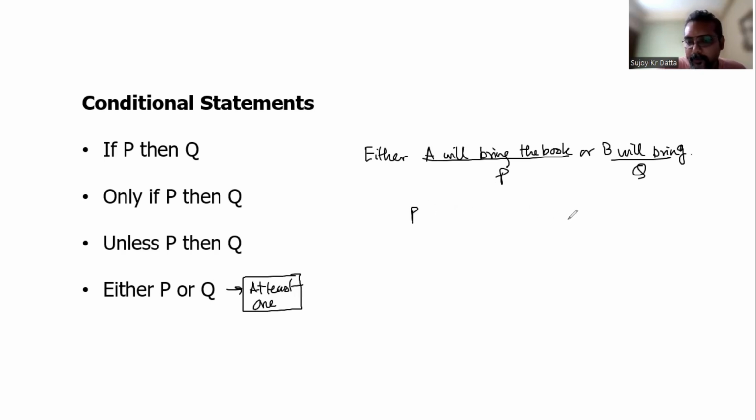So if P is true, Q may be true, may be false. We can't say. But if P is false, that means Q has to be true. And similarly, if Q were false, P has to be true. So that's the condition. Both are true is not a problem. In certain cases, it might be that both being true is not physically possible. For example, either I laugh or I cry. I can't be doing both unless I want to make myself look silly. So other than such cases, both of them might be happening, but neither of them happening is not possible. That's what either-or stands for.